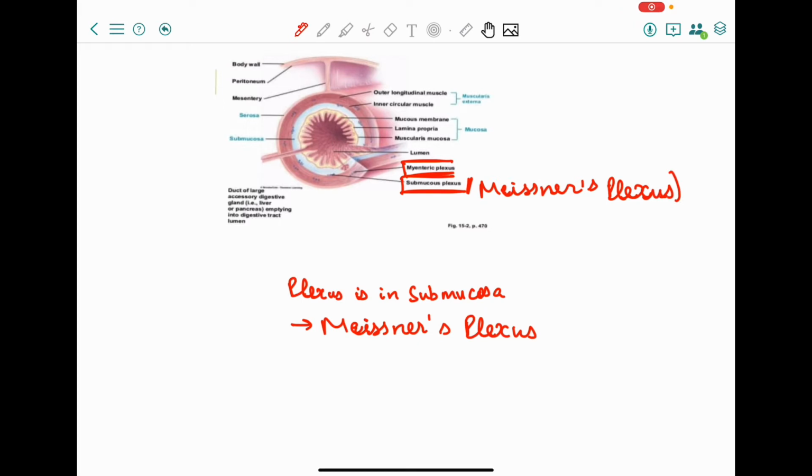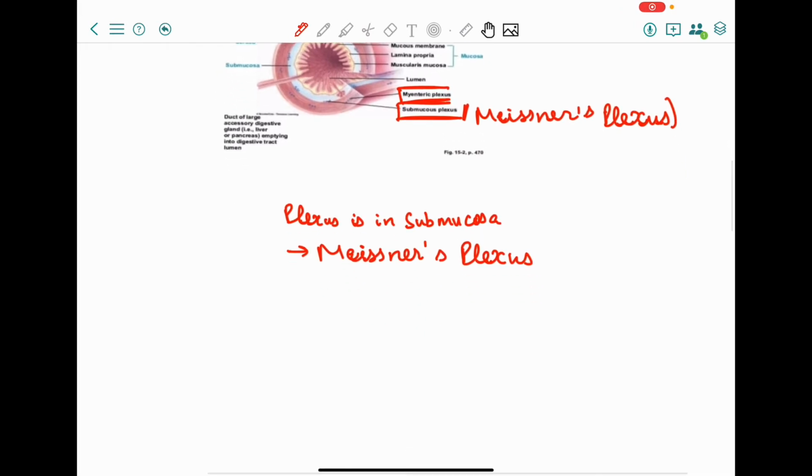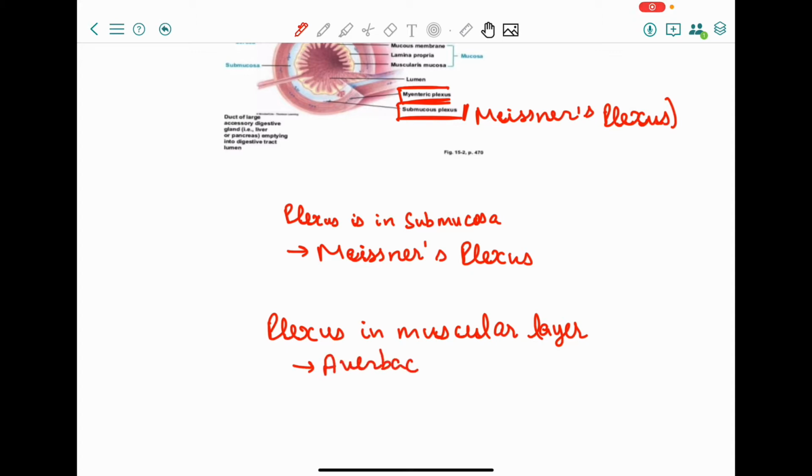And then what is the second type? There are two types of plexus. The plexus in the muscular layer, what is it called? It is called Auerbach's plexus. Or what is its other name? Myenteric plexus.